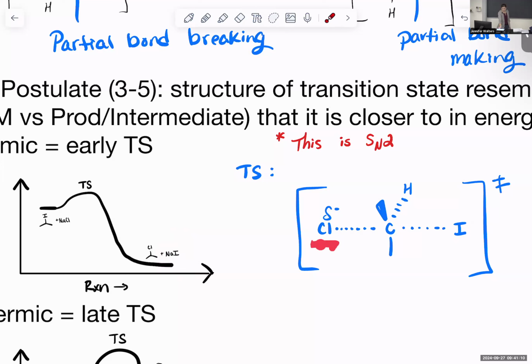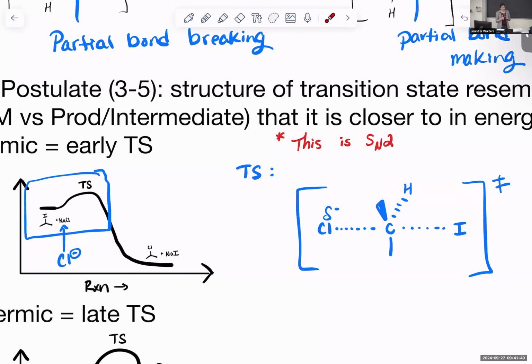Yeah, so chlorine is partial negative because I'm in an early transition state. I look more like my starting materials. My starting material has chlorine with a full formal negative charge. So that means in my transition state, I need to see the partial negative charge because I see a full negative charge in my starting materials. Where you see a full charge in whatever you're closer in energy to, in this case your starting material, that's where you see a partial charge in the transition state. Since your carbon and your iodine are neutral, you do not see a charge on those here.